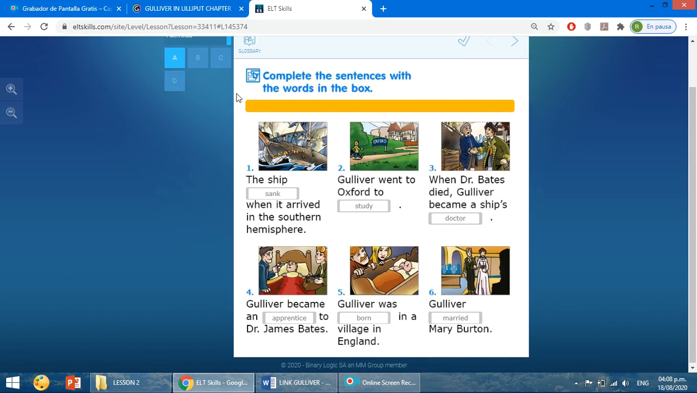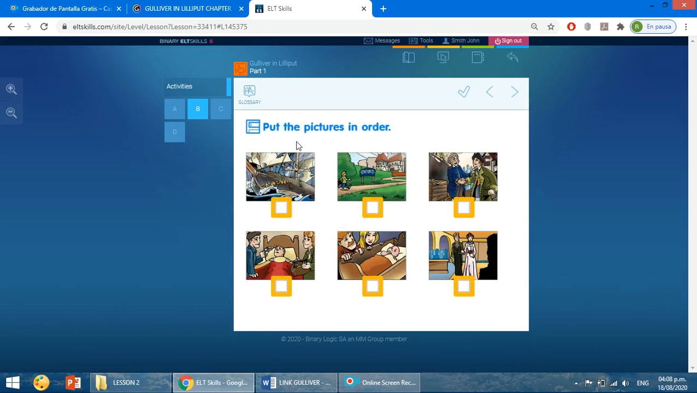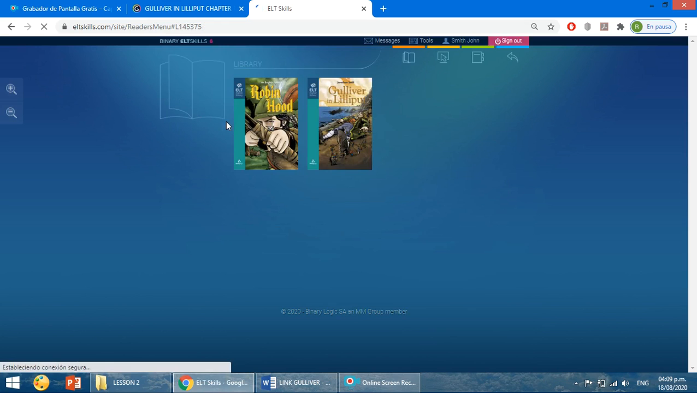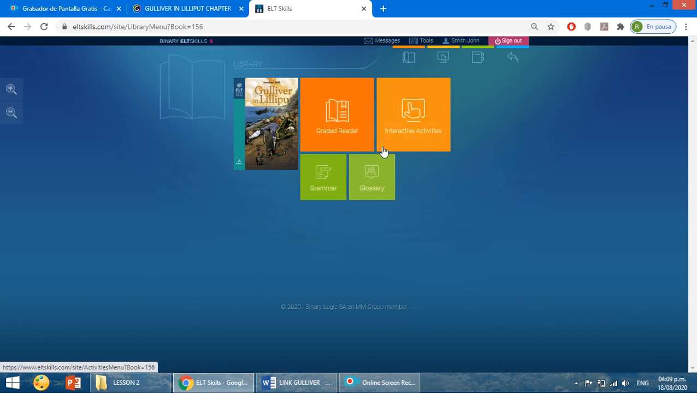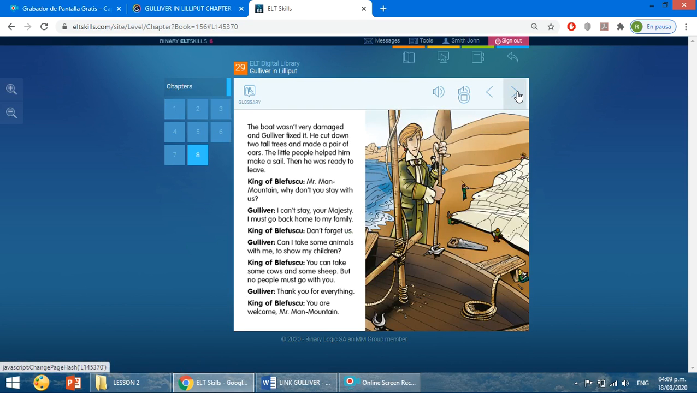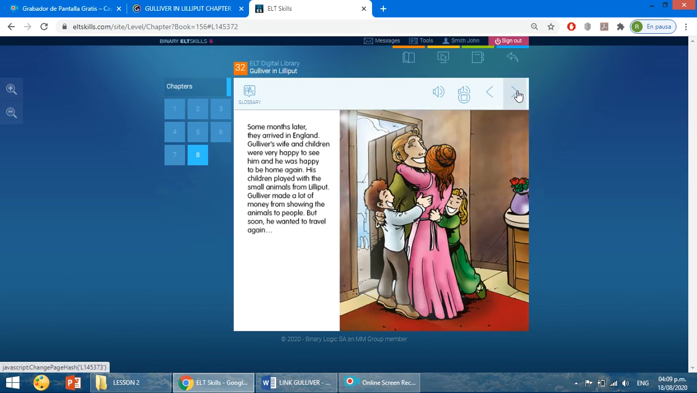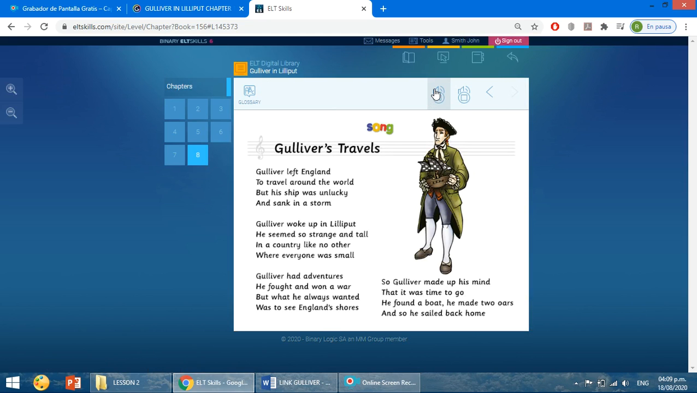This is activity A. Activity B. Easy. This is for you, please. Put in order, please, the story. Put the pictures in order. 1, 2, 6. Okay? This is your activity. Complete, please, in your platform. And we are going to finish with the song. The song of this reader is on the last page, as you know. Listen, please. We finish with this. Song.